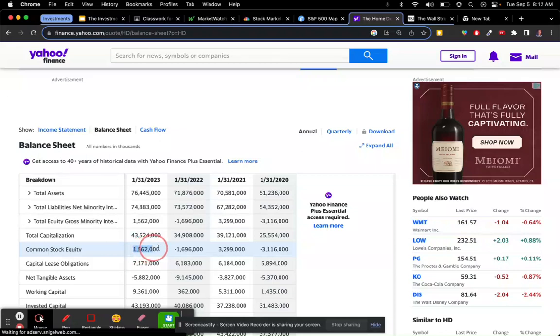All right. So again, that would represent the total assets of the business minus the total liabilities. So whatever is left over for the owners is about $1.5 billion. We've got to add a couple zeros, because those numbers are in thousands. Okay. So the company is positive. It's not underwater. It's not negative, which is a good thing.